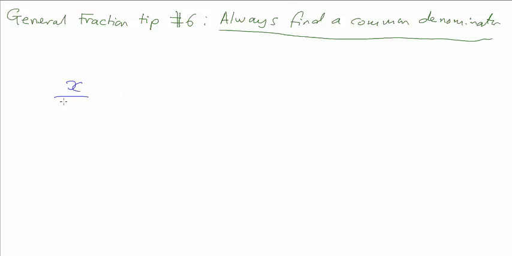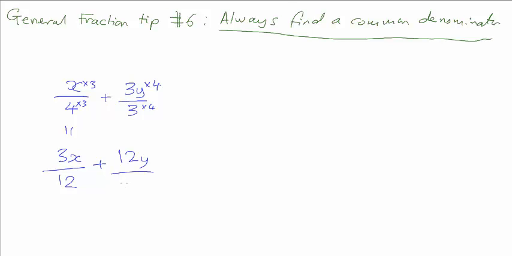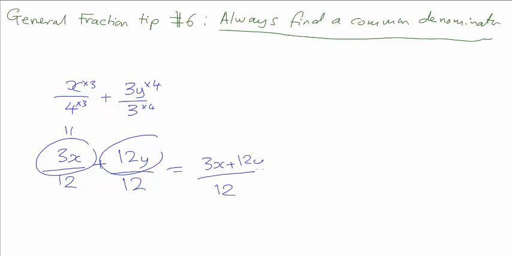So for example, if I do x over 4 plus 3y over 3, well, guess what? If I want to join these together, this is what I'm going to do. Times this by 3, times this by 4, times that by 4. So can you see I get 3x over 12 plus 3y times 4 is 12y over 12. Now I've got the same denominator, so I just add these two things together, which is just 3x plus 12y. So it works every single time.